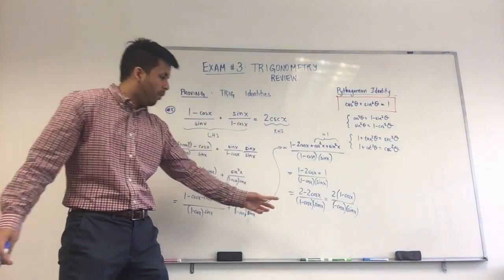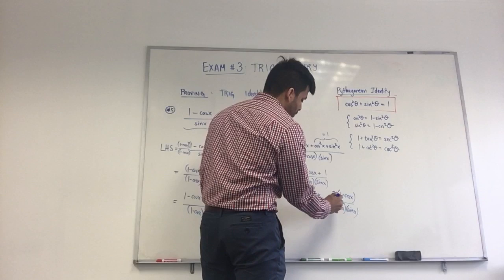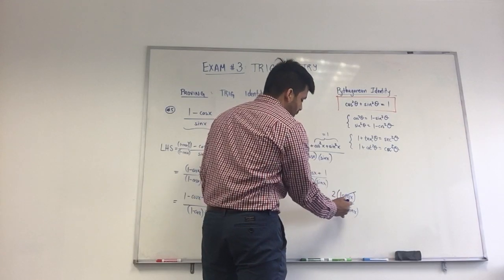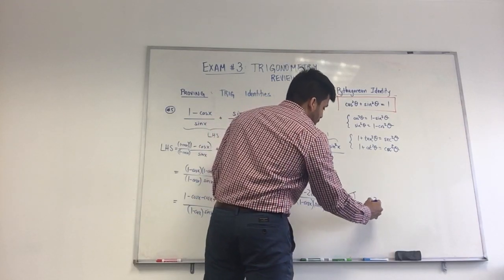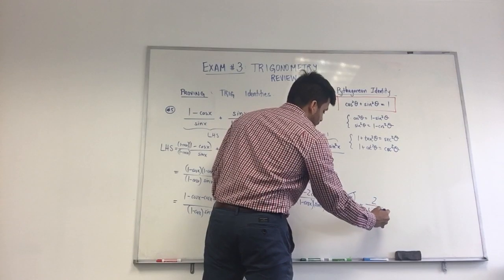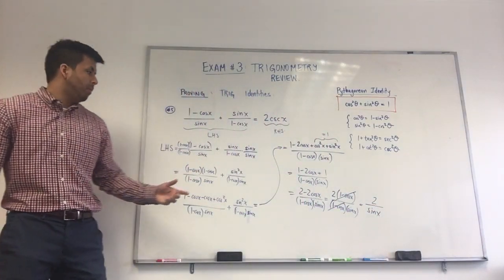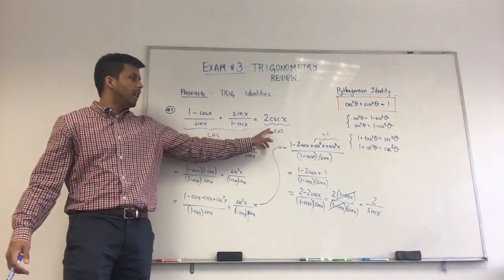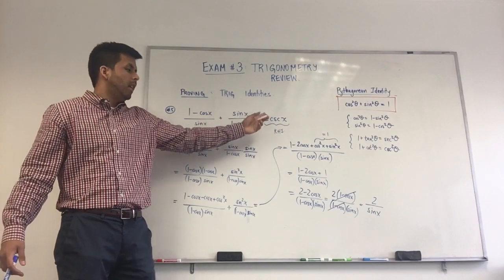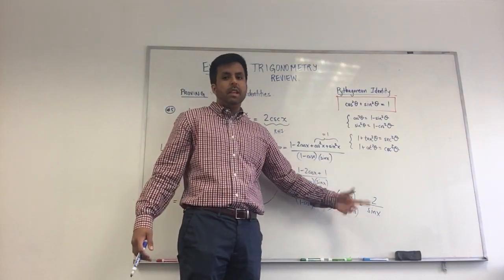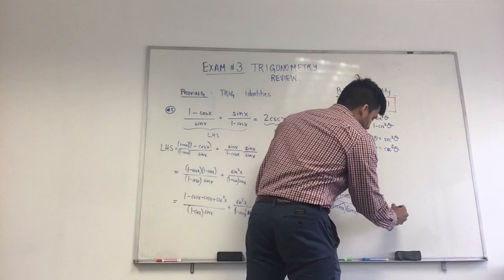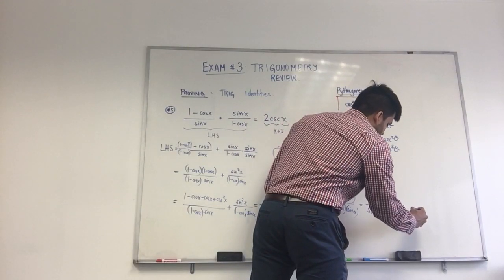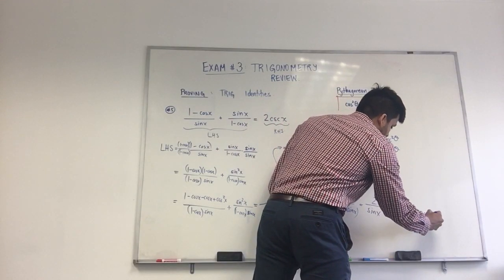And then I see I have a 1 minus cosine x and a 1 minus cosine x here. So I can cancel these and I get 2 over sine x. But what am I trying to show? I'm trying to show that the left-hand side equals the right-hand side, which is 2 times cosecant x. And it just so happens that 1 over sine is cosecant, so then I have 2 cosecant x, which is the right-hand side.